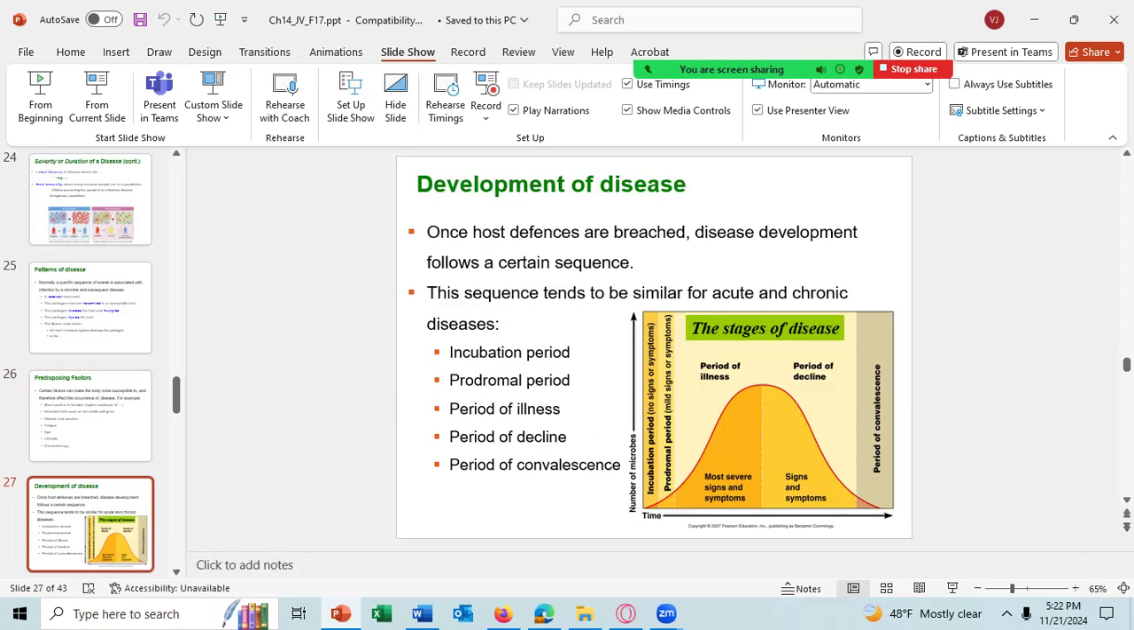All right. When we're following the development of disease, it is noted that most diseases follow the same pattern of development. First, the host defenses are breached, and then disease follows a certain sequence. And this is true for both acute and chronic diseases. Let me blow this up so you can see it better.